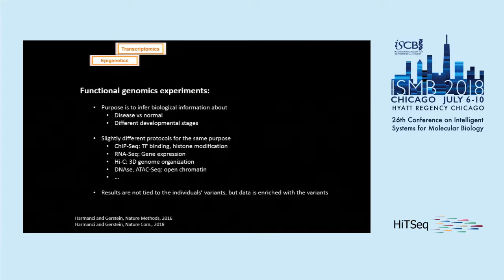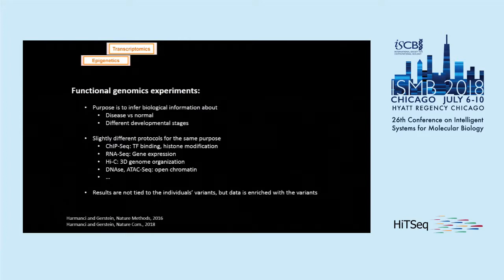Transcriptomics and epigenetics data, traditionally, their focus and purpose is to infer biological information about disease versus normal cells, for example. You want to know if a transcription factor is bound on a genome that has a disease or not. You want to know what are the important genes for developmental stages. But it still comes with the sequence information.